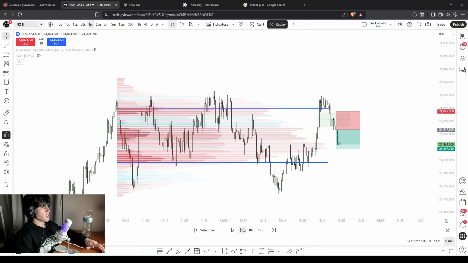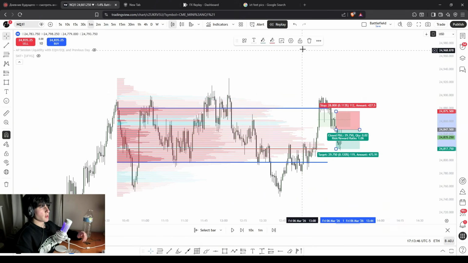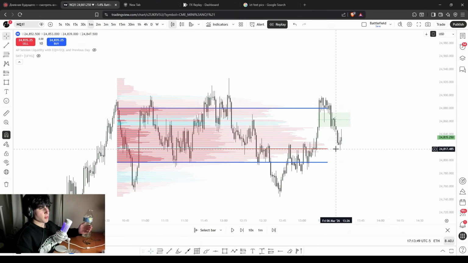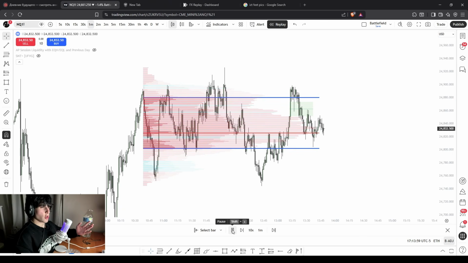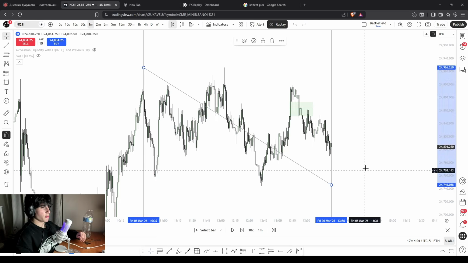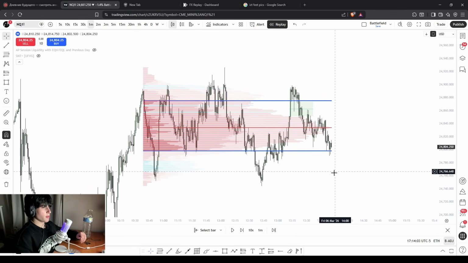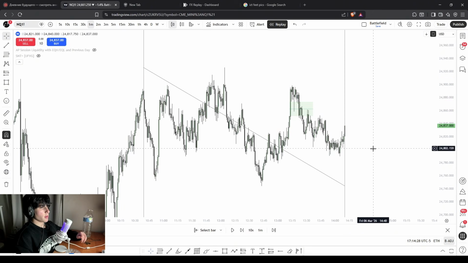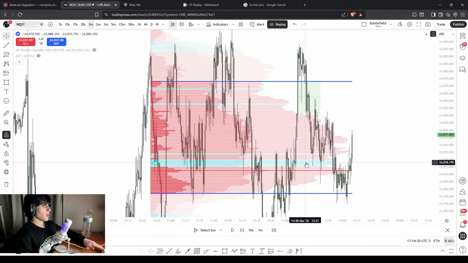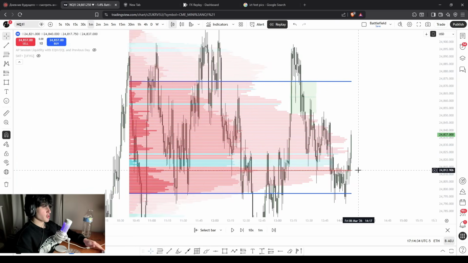And as you can see, this was a pretty quick one-to-one, and once you tapped a point of control, you see price rejected off of it. So now we continue to trail our volume profile along the way. Boom.